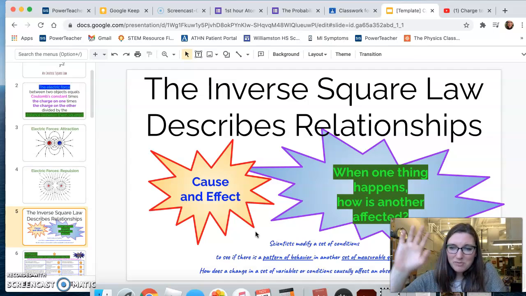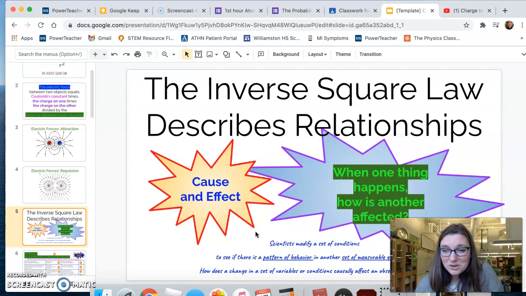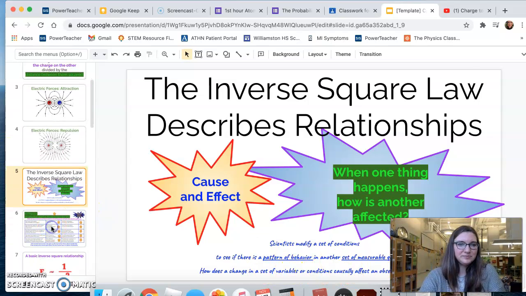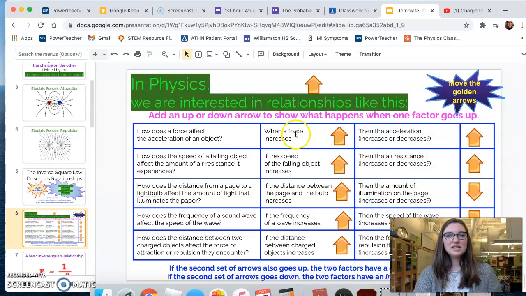When one thing goes up, the other thing goes down. Or when one thing goes up, does the other thing go up? How does a change in a set of variables or conditions causally affect an observable outcome? So let's look at some of these things here.